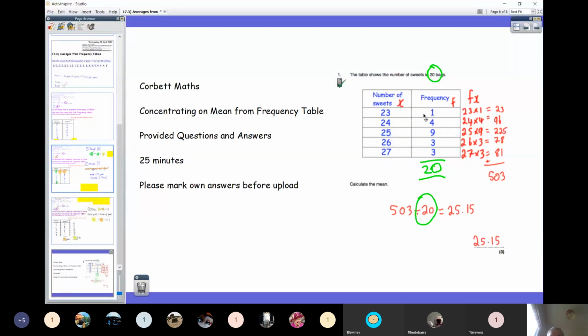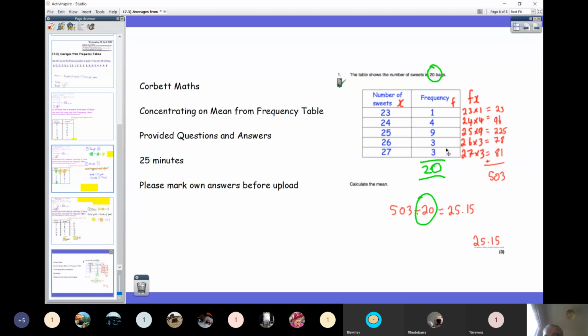So what we're saying here is we've got some sweets. The table shows the number of sweets in 20 bags. We've got to calculate the mean, so we need to work out the total number of sweets. One bag had 23 sweets, so he's done 23 times 1 to get 23. 4 bags had 24 sweets, so he's multiplied them together to get 96, and so on. He's cross-multiplied over here and added all those up to say there are 503 sweets together.